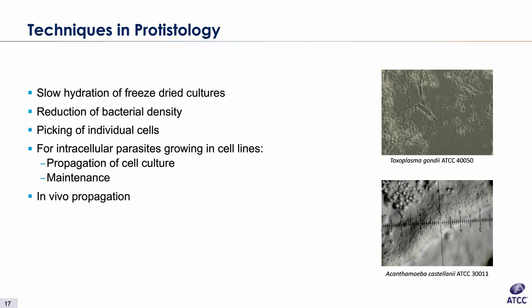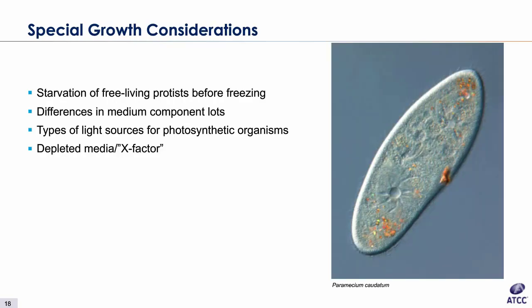Now, to continue that theme about how protists can be finicky at times, we have some special growth considerations that I would like to mention. First of all, starvation of free-living protists before freezing. I had a Tetrahymena, and they don't like to be thawed. It's a large ciliate, and they do not appreciate being thawed out. They don't want to wake up. So what you do, in certain cases, is grow the Tetrahymena in the media and just leave them there.